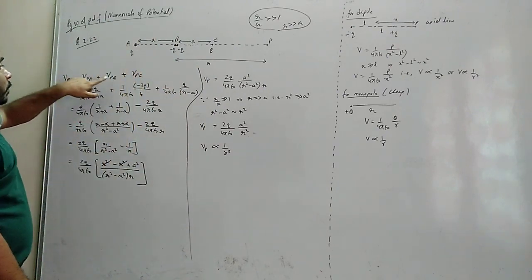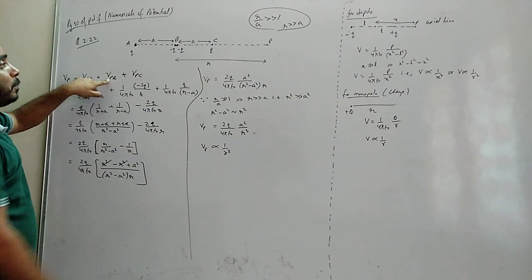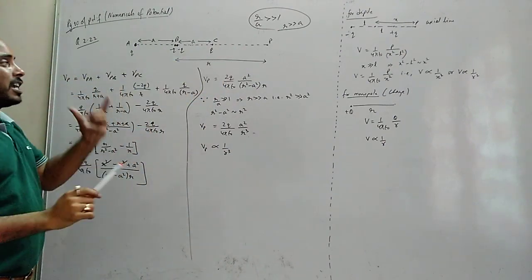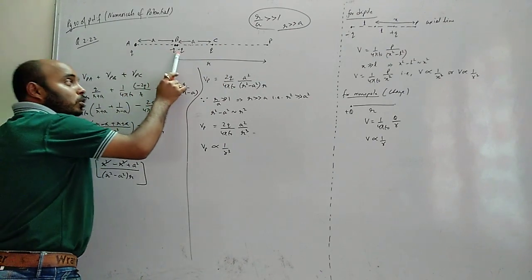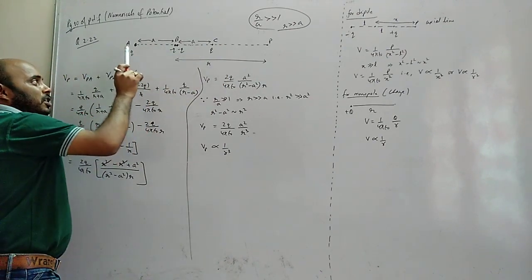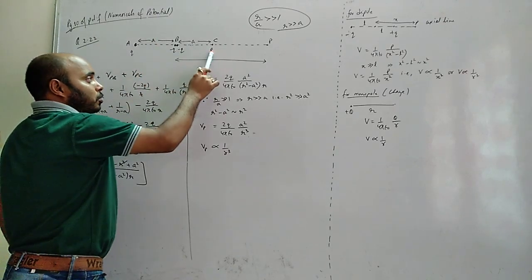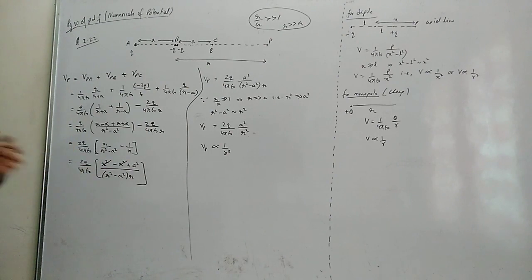Okay, so potential at P due to B and potential at P due to C. These four charges are considered as three charges: Q, minus 2Q, Q. One potential is due to this Q, one potential is due to minus 2Q, and one potential is due to Q. Add all the potentials because potential is a scalar quantity.